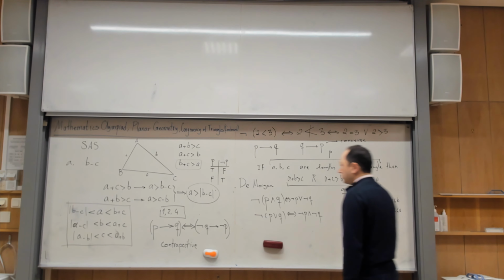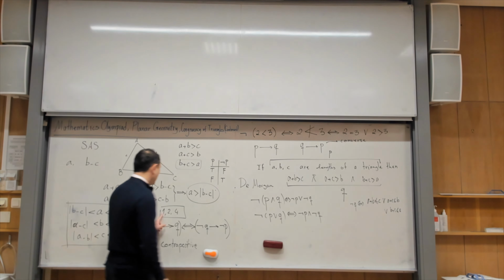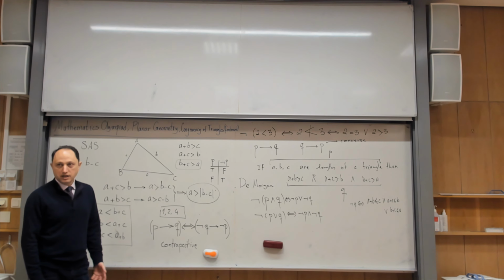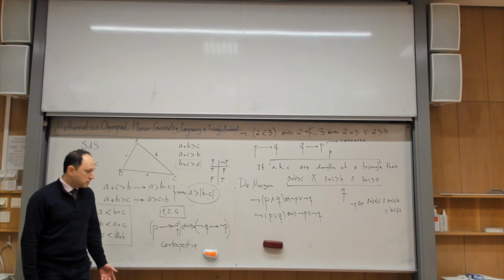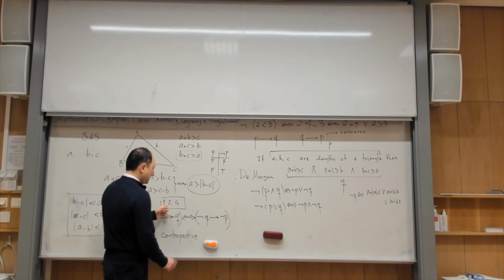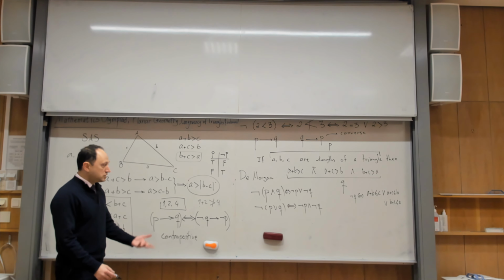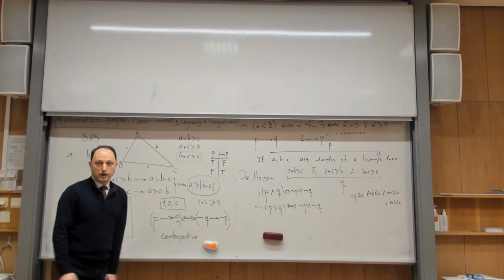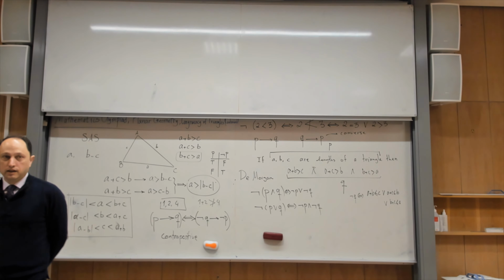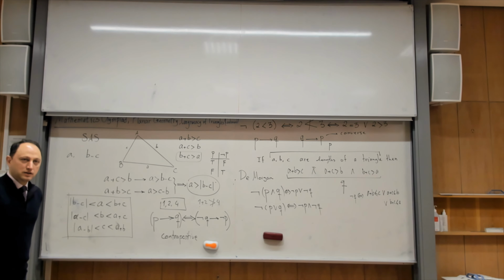So if I give you these, is there any triangle with these numbers as sides? The answer is no. Because, for example, 1 plus 2 is not larger than 4. Because of that, I can conclude that no, I cannot construct a triangle like this. Okay, what about the other way around?